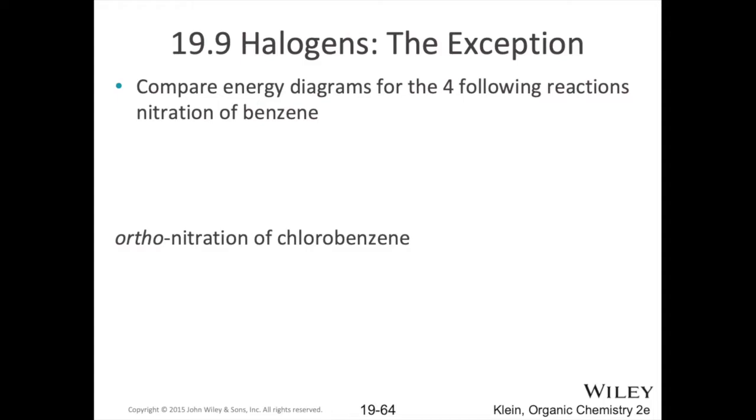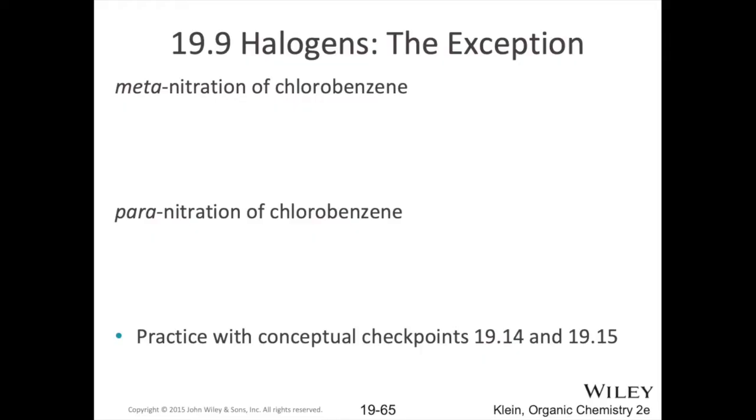I'm not actually going to draw it here, but whatever you've got as the activation energy for the nitration of benzene, the next three reactions are all going to have a higher activation energy. However, if we compare the ortho-nitration of chlorobenzene versus the meta-nitration versus the para-nitration, you'll notice that the para and ortho nitrations will have a slightly lower activation energy compared to the meta nitration. They'd still be higher than the nitration of plain old benzene, but they'd be lower than that of the nitration coming in at the meta position.